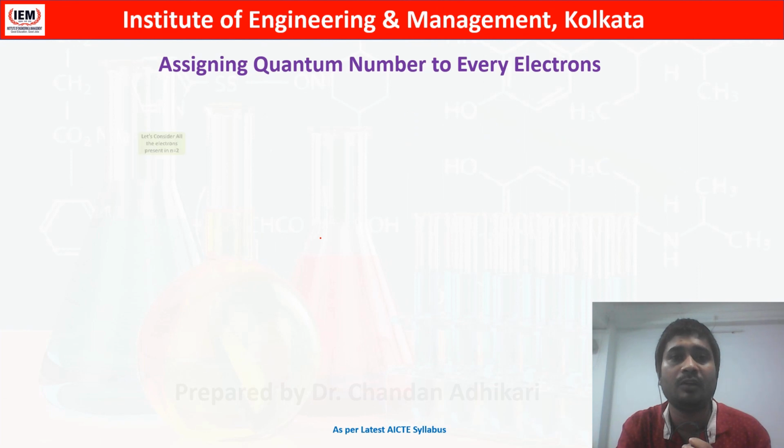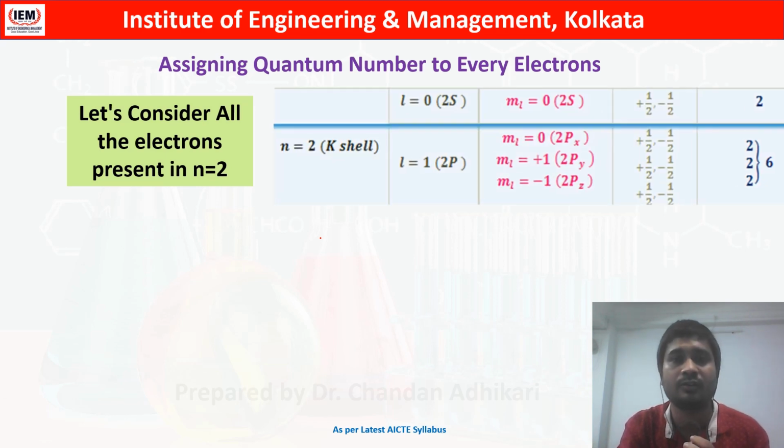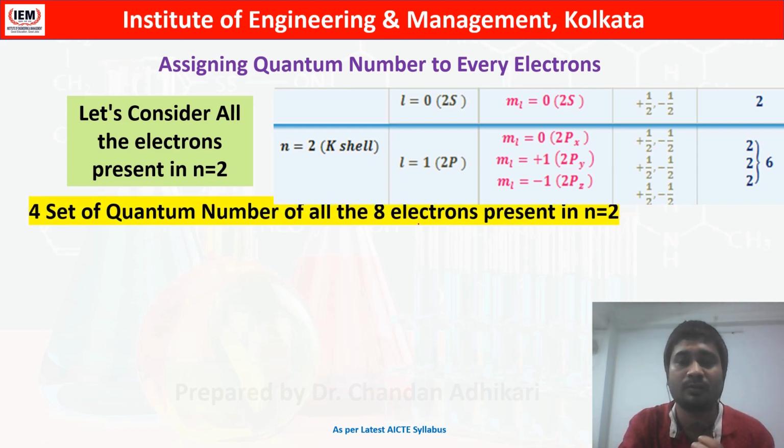So now we will take one example. Let us consider all the electrons present in n equals 2. We want to assign quantum numbers to every electron of n equals 2. First, your job will be to identify the values of l and ml. For n equals 2, we have 2 l values, l equals 0 and l equals 1. So ml will have 0, and for l equals 1, ml will have 3 different values. So altogether we have 8 electrons.